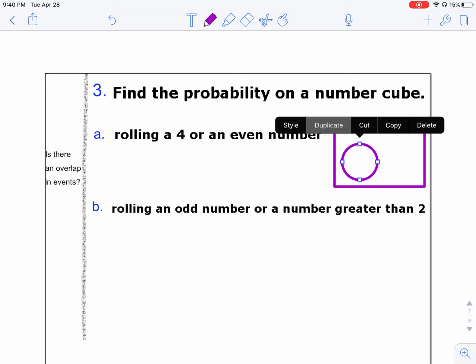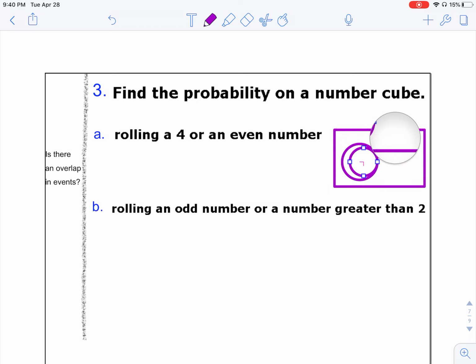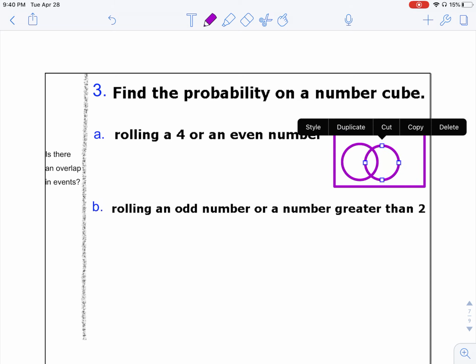I should be able to duplicate that. There we go. Just want to move it. Gosh, what the heck? There we go. Good enough.